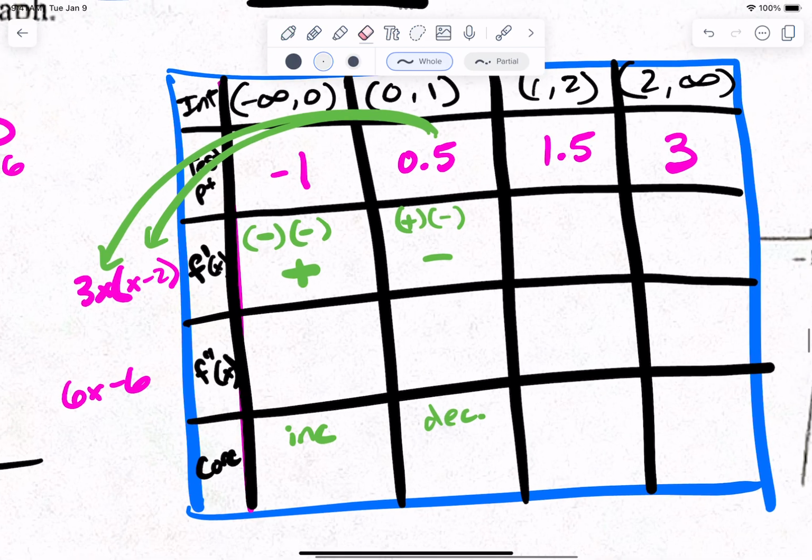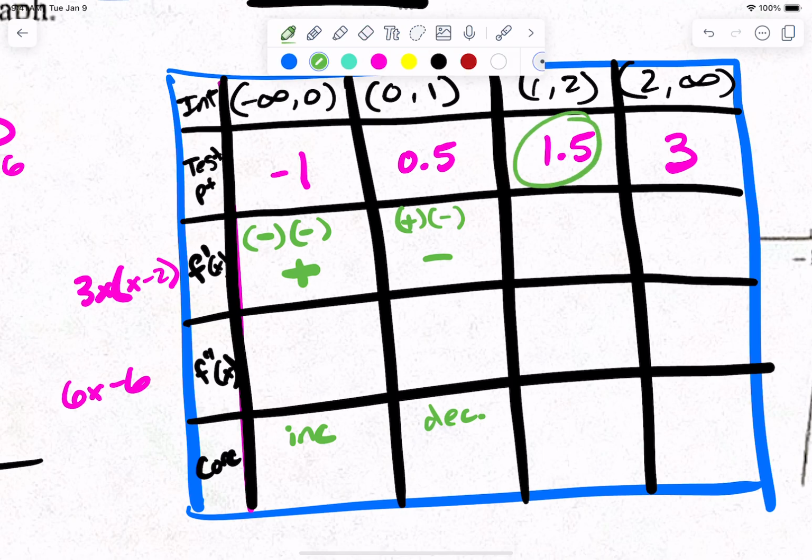Don't we have to use the second derivative too? No, we're ignoring it right now. Second derivative is concavity. Just wait. Okay. 1.5 times 3 is positive. 1.5 minus 2 is negative. So he is negative. He is decreasing again.